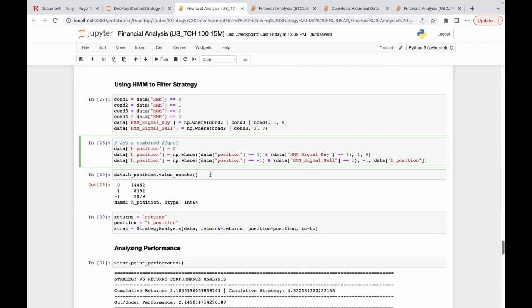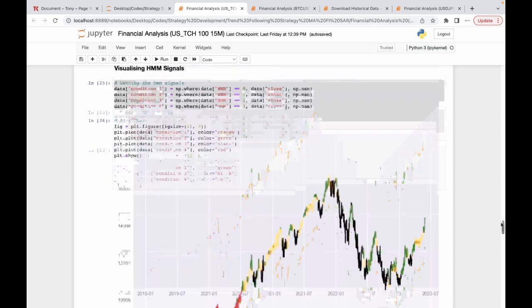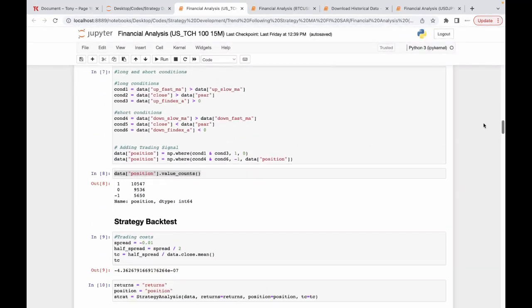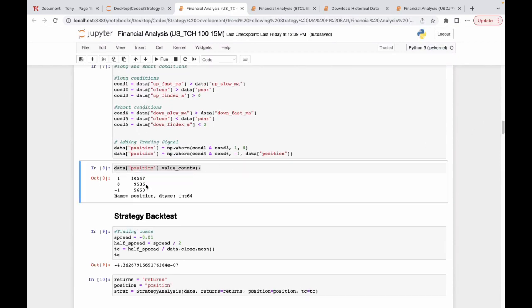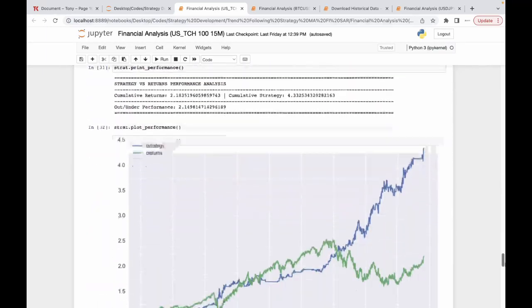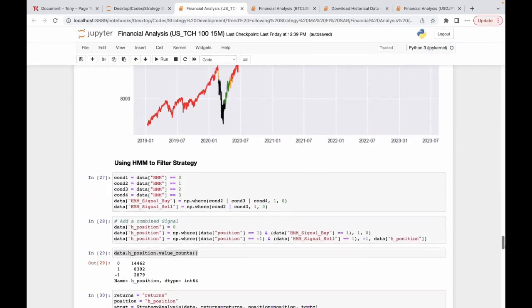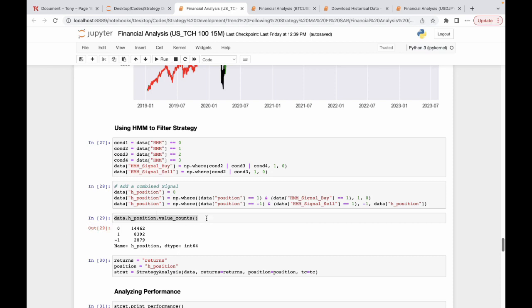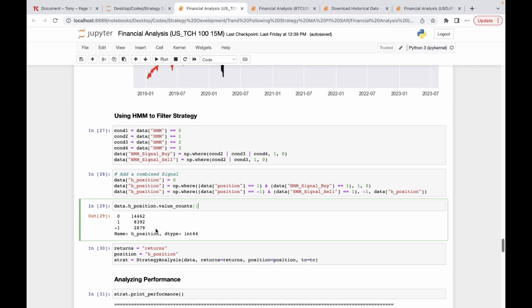And on counting our values for the H position, you can see that we are in the neutral position 14,000 times, which has filtered our trading strategy and actually reduced the number of trades we were in. If you look at the top here, we were in the neutral position 9,000 times. So now we're in a neutral position 14,000 times, which is about 5,000 more times added.